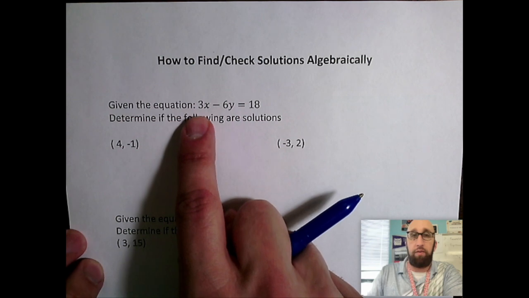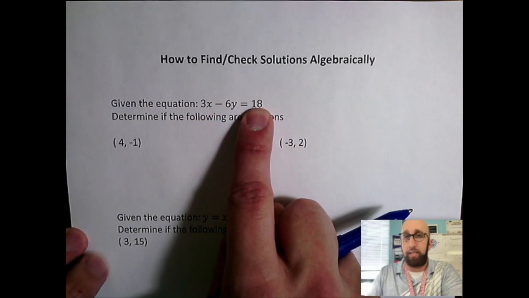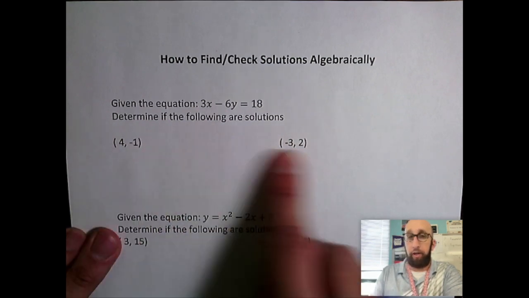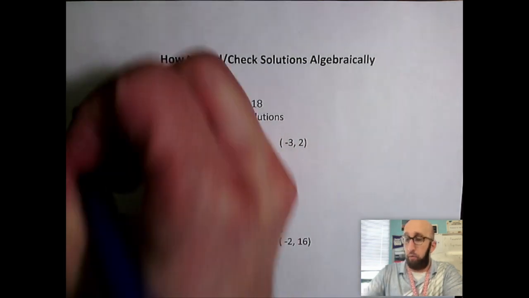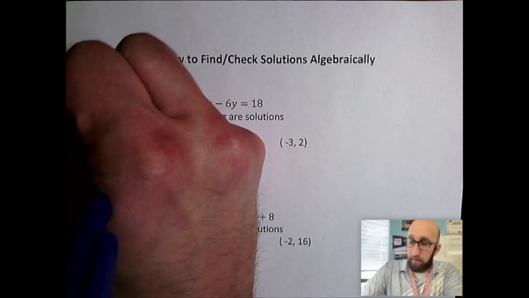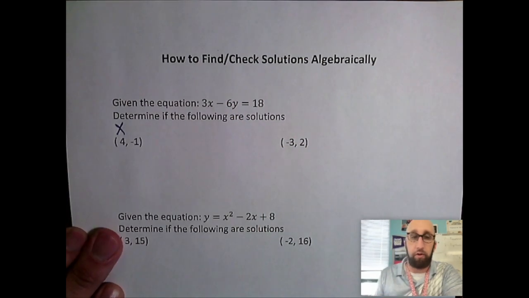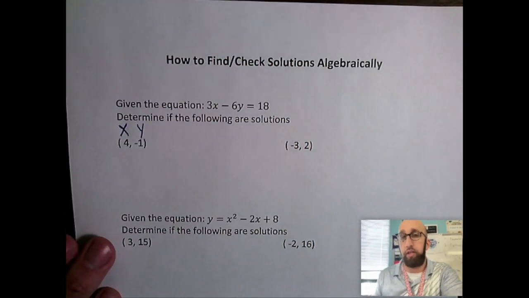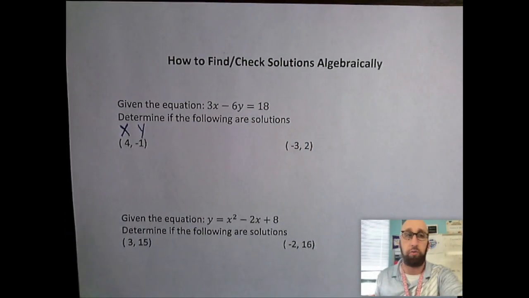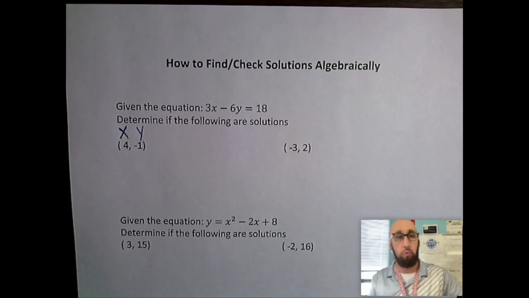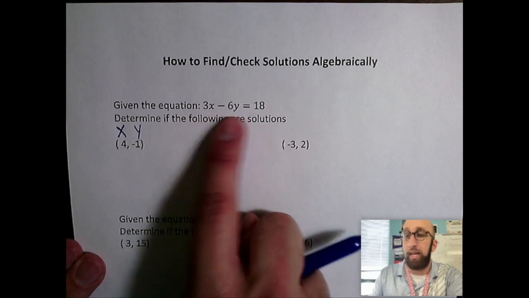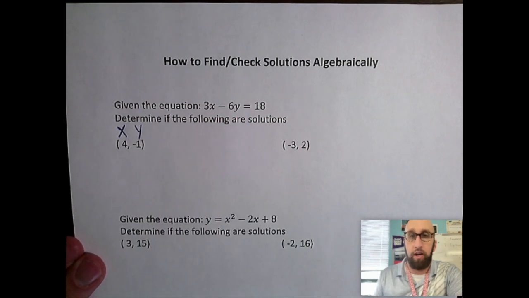Okay. So we have the equation 3x minus 6y equals 18. This is our original equation, and we need to determine if the following are solutions. So we have 4, negative 1. When we have an ordered pair, remember, the first number is always your x and the second number is always your y. So x comes first, y comes second. What we're going to do is take this x and y and plug it in for its corresponding x and y up here and just see if it works. And I'll explain what it means by it works.